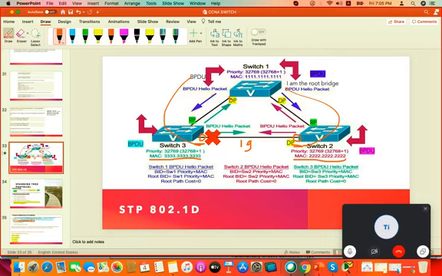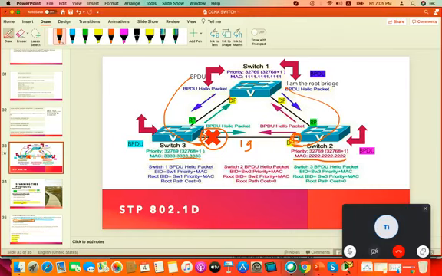Which one is the lowest MAC ID? Switch 2 or switch 3? Switch 2, correct. So that port will become a designated port and this port will become a blocked port. That's it. This process the Cisco switch will do automatically.